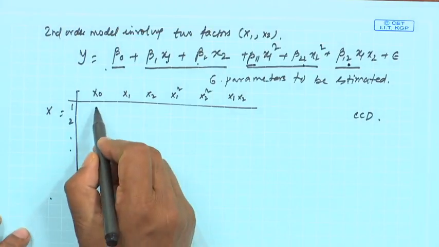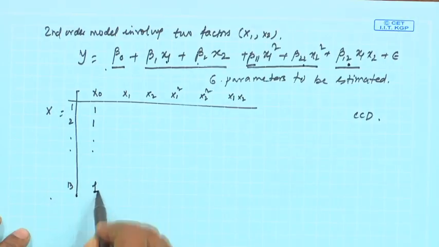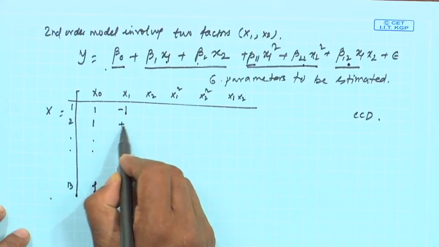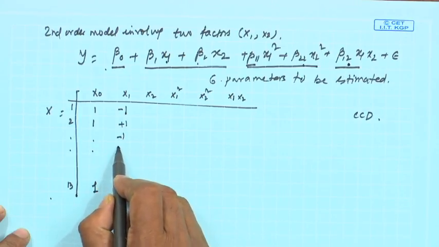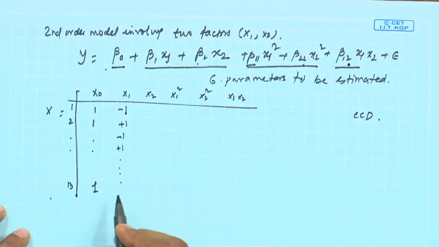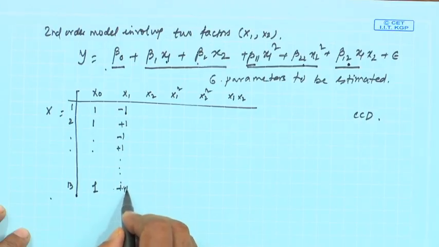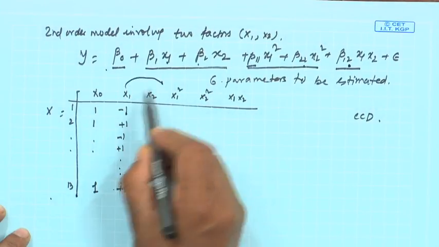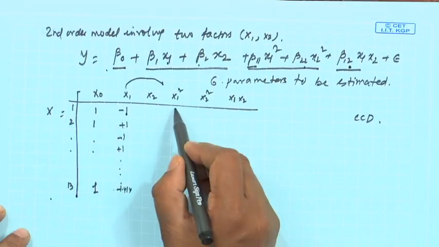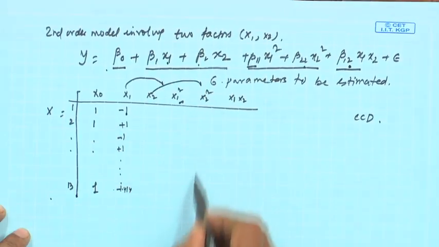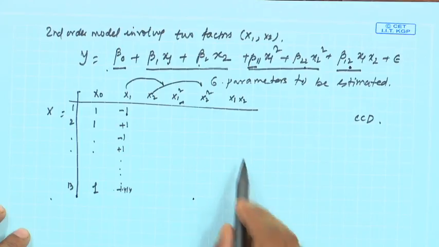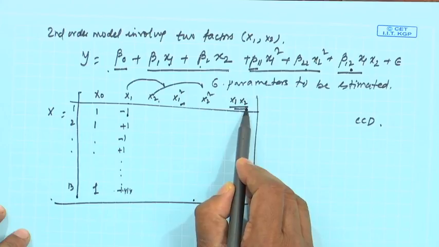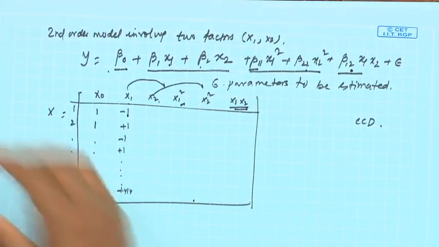So, for x 0 all will be 1, for x 1 that is minus 1, then plus 1, then minus 1, then plus 1. Like this, the last one is your minus 1.414. Similarly for x 2. Then you square the x 1 column, you will get x 1 square, and square x 2, you will get x 2 square. Then multiply x 1 and x 2, you will get the x 1 x 2 column.